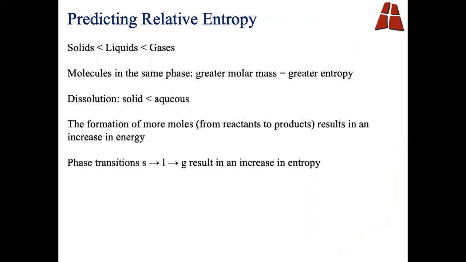As far as predicting entropy just by looking at a system, the entropy of solids will be less than liquids, which will be less than gases. So gases have the most entropy if you have a single element or compound in 3 different phases. If you have molecules that are in the same phase, you would want to look to their molar mass. Molecules in the same phase with larger molar masses will have greater entropies. If you form more moles of products as compared to reactants, that would also represent an increase in entropy. Finally, phase transitions, going with the first part there: as we transition from solid to liquid to gas, we would get an increase in our entropy as well.